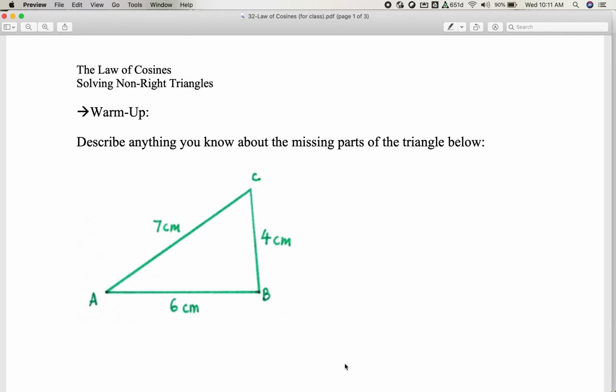Everybody, Mrs. White here. Today we're going to look at another trigonometric tool for finding missing sides and angles of triangles called the Law of Cosines.